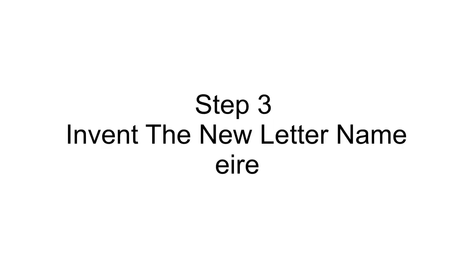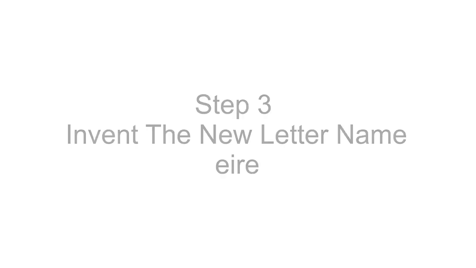Step 3. Invent the new letter name, Eerie. So actually, we're going to use this letter from the International Phonetic Alphabet. We're going to say the letter name and sound, Eerie, and Eer. We're going to use this for the new futuristic English alphabet.